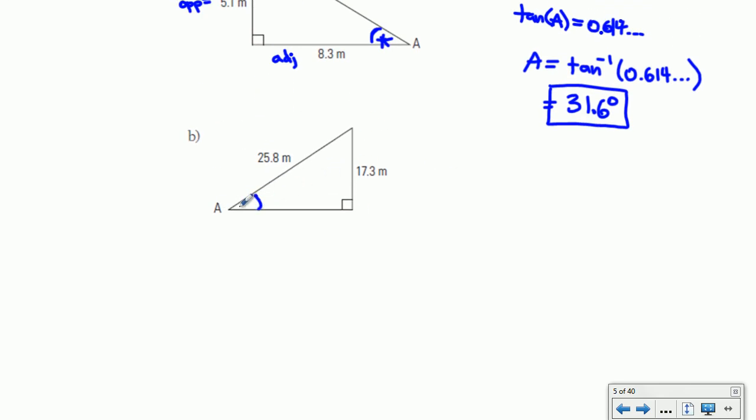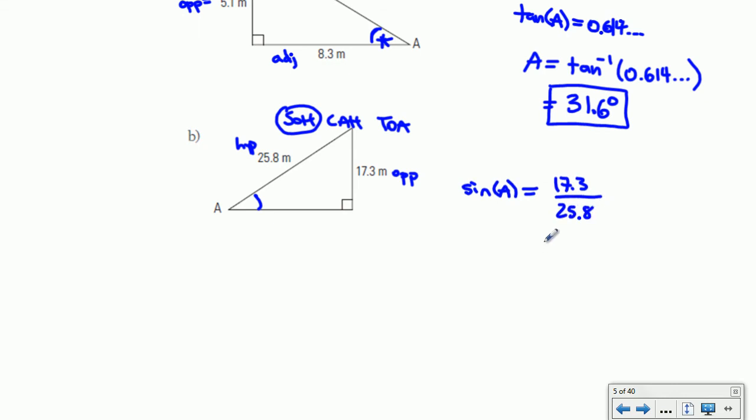Okay, this one, again, we need to solve this angle. The side opposite the right angle is the hypotenuse, and the side opposite the reference angle is the opposite. So which of the trig ratios mentions opposite and hypotenuse? So toa, opposite, hypotenuse, sine. So sine of A equals opposite over hypotenuse, so 17.3 over 25.8.